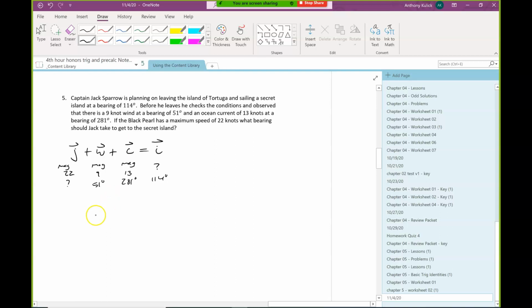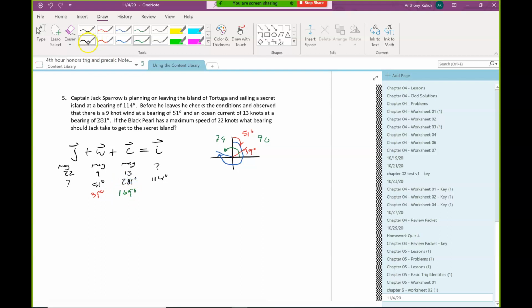Okay. So I'm going to take a moment and translate that 51 degree bearing into an angle of rotation. So that's really going to be 39 degrees. And I'm going to take that 281 bearing and translate that into an angle of rotation. So that's going to be 90 and then 79. Oops. So 169. You good with that, Megan?